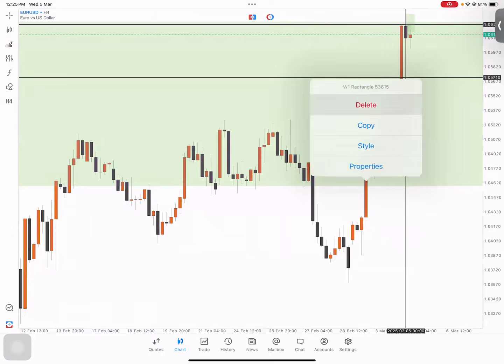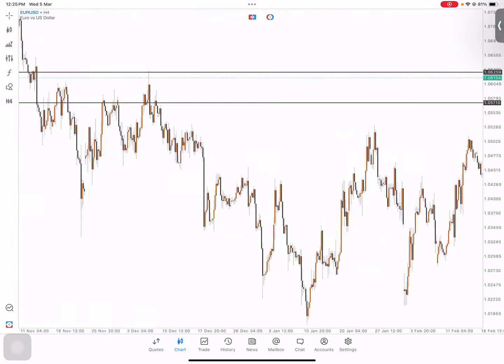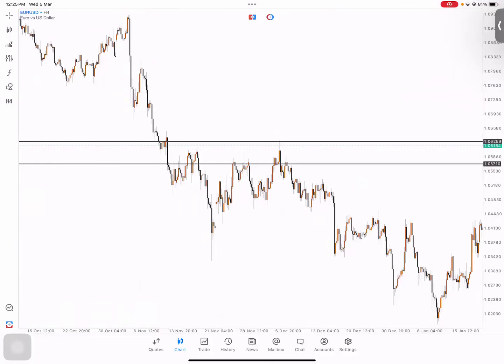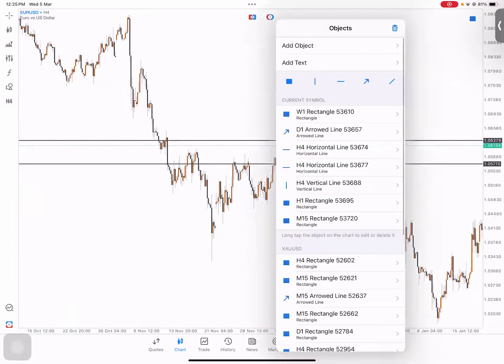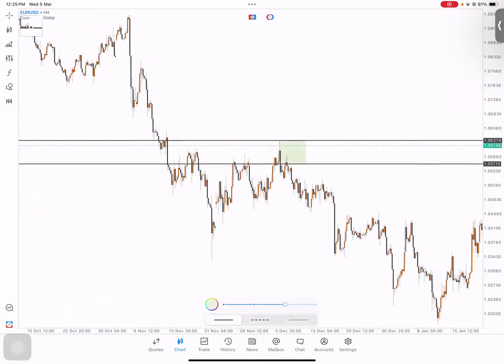wait, let me delete the old one. Okay, H4 zone, let me double check the zone that I've put. Where did you put it? Here, right? Which one is the zone that you put here? This one. Yes, this is the one.